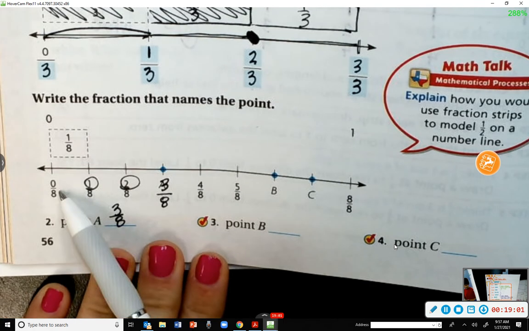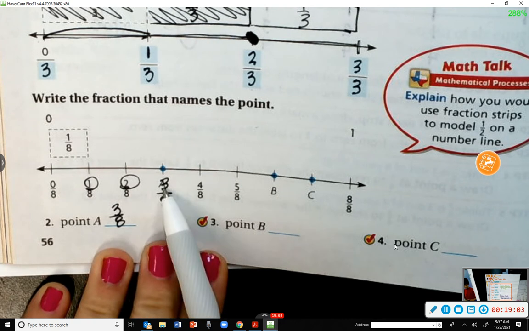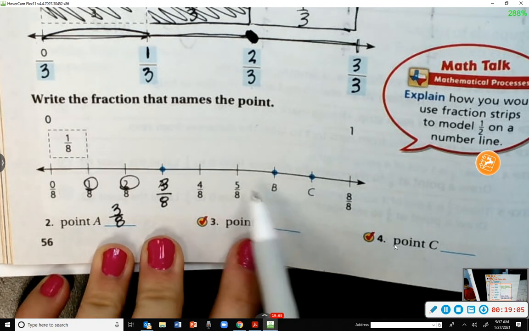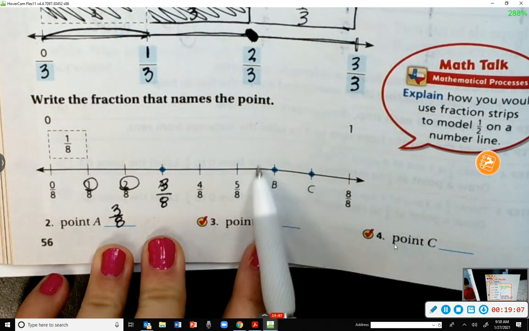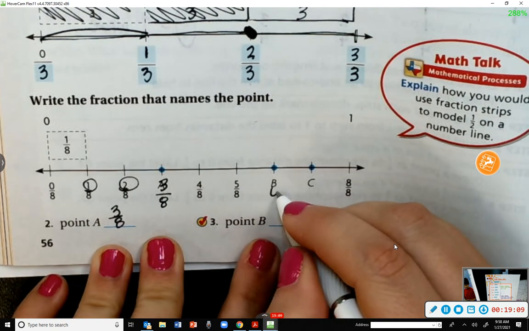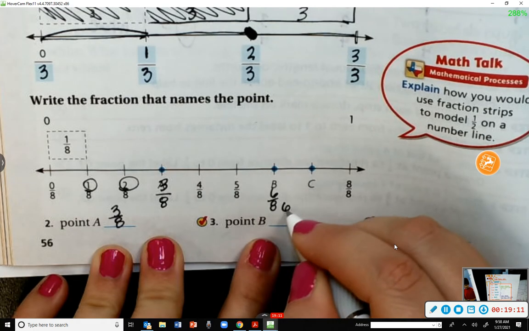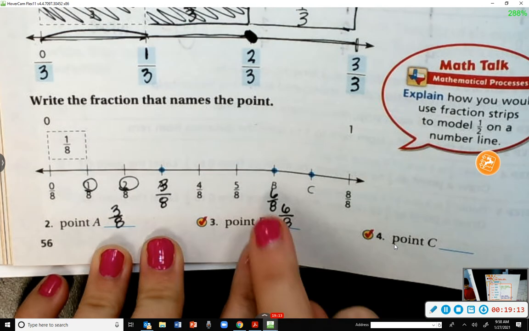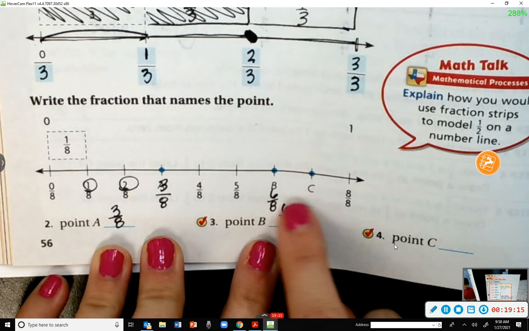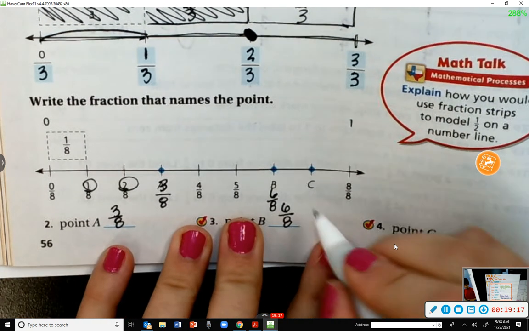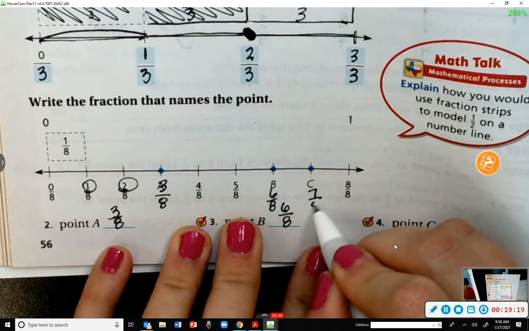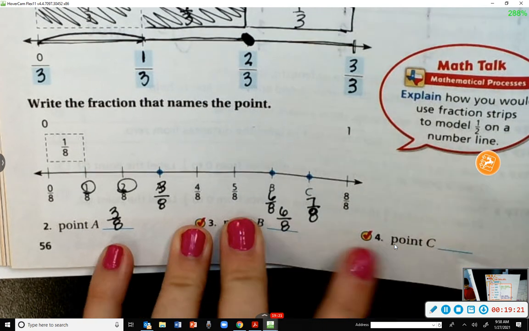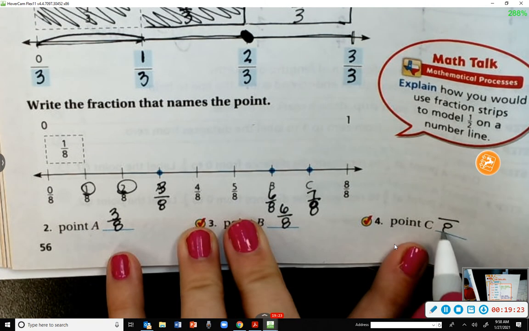We had 0, 1, 2, 3 eighths, 4 eighths, 5 eighths, 6 eighths. And then C is 7. Okay, so yes, after 6 would come 7. So it just changes on the top. The denominator still stays an 8. Okay?